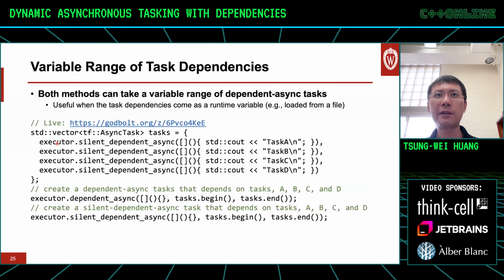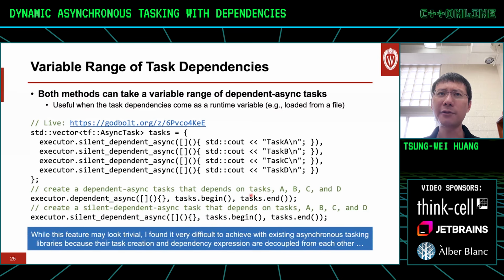Both methods in our model, silent_dependent_async and dependent_async, can take a variable range of dependent async tasks. And this is particularly useful when a task dependency comes as a runtime variable, such as when the task graph must be loaded from a file, which is only known at runtime. In this example, we can create a vector of dependent async tasks and use it to specify the dependencies when creating another task. Well, this feature may look very trivial to most of you.